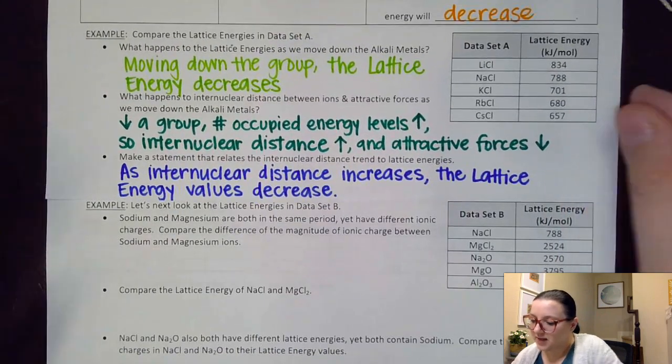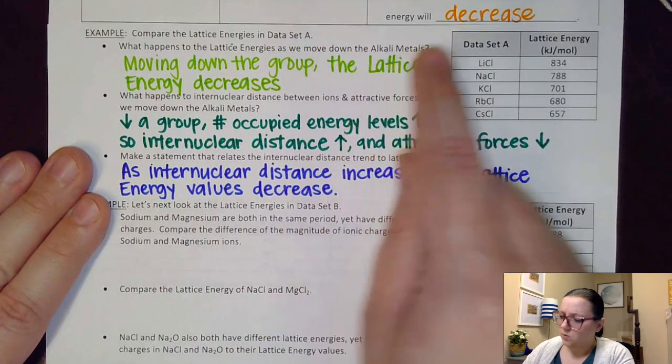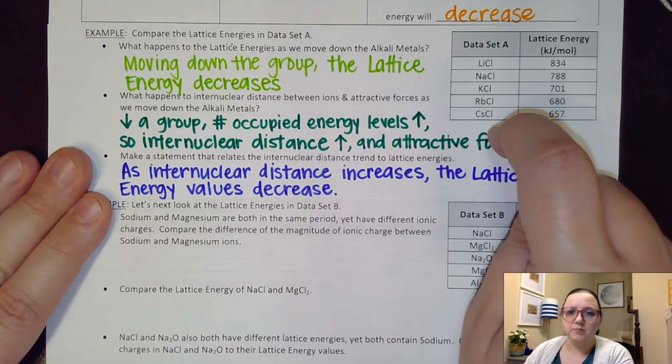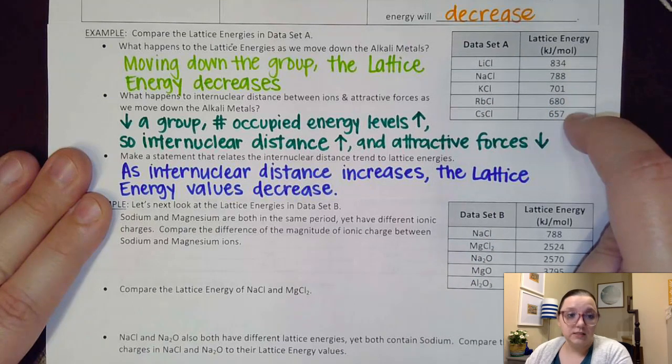So first off, I said, hey, and asked what happens to lattice energies as we move down the alkali metals. Well, as I go down group 1, this is going from top to bottom on the periodic table, I see that my lattice energy values decrease.